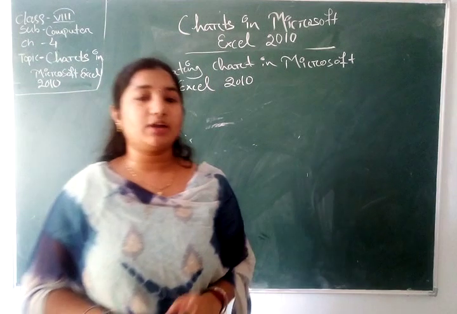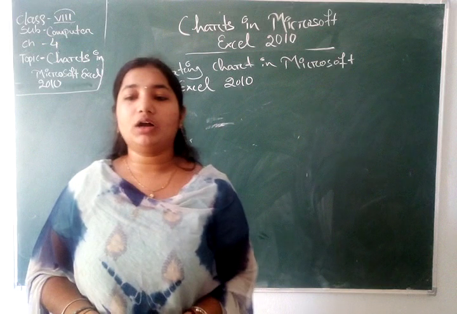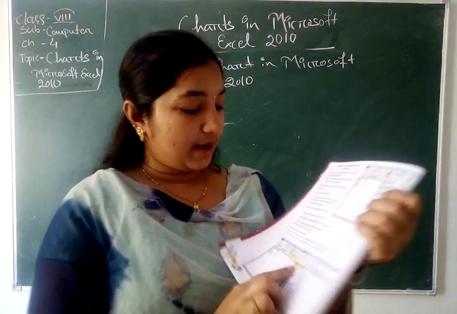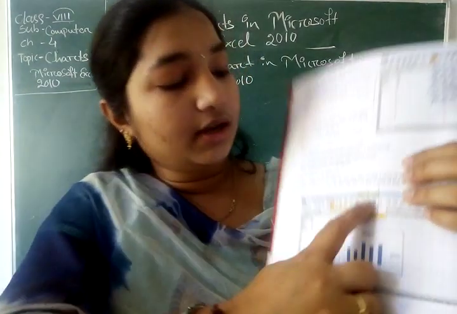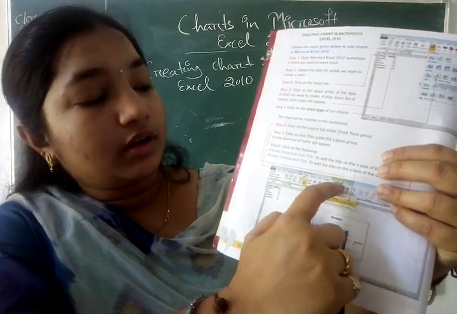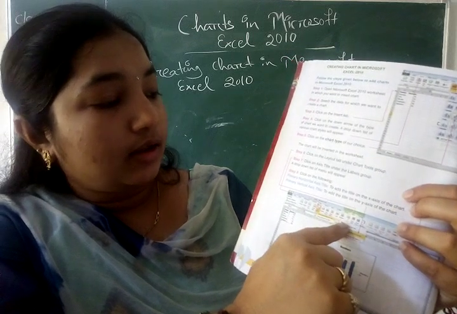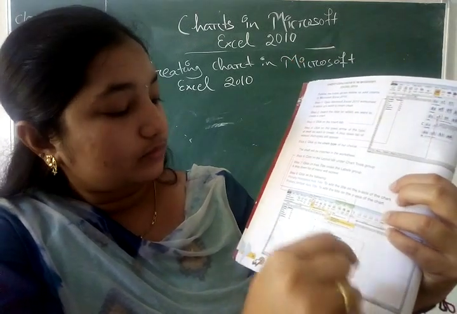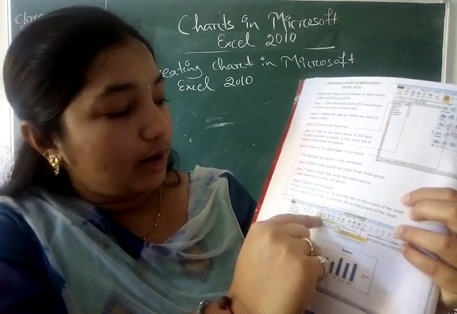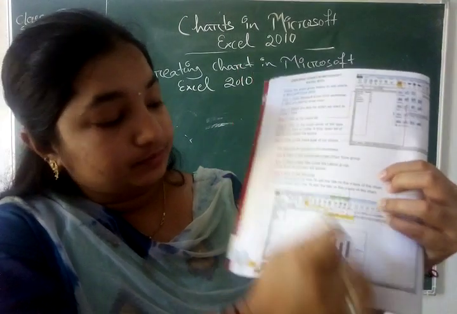After this the chart will be inserted in our worksheet, and after that click on the Layout tab under the Chart Tools group. Here we have to click on this layout. After clicking on layout, click on Axis Titles under the Labels group. Here we have to click next. A drop down list will come. This is the drop down list.